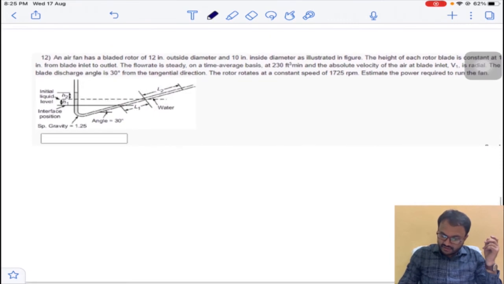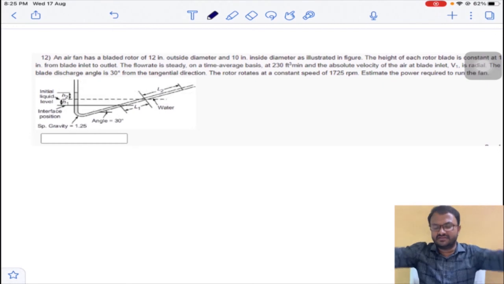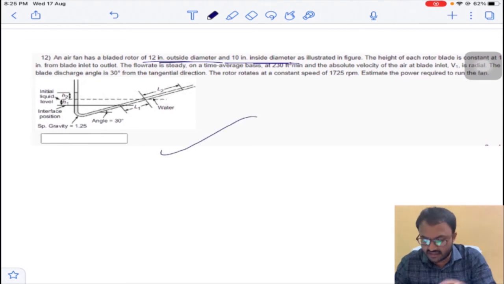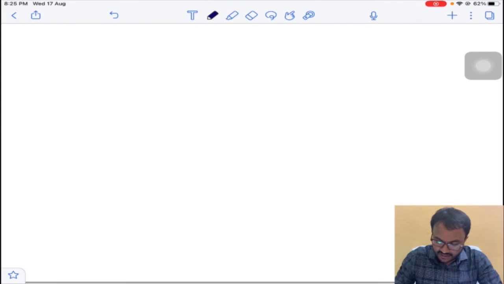Coming to question number 12. I think the question given was wrong. It says 12 inch outside diameter and 10 inch inside diameter, so where is the outside diameter and where is the inside diameter? So I haven't solved this question. I left that, and coming to the next question.